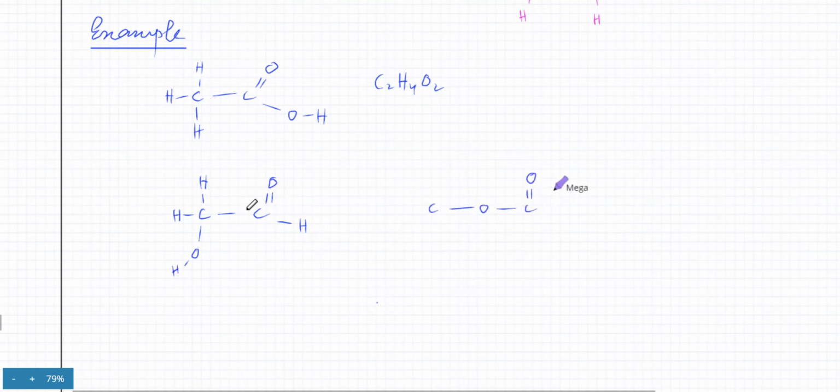So that's again probably a functional group isomer because I've changed the functional group. Now it's an ester. This thing over here is an ester group. It's again C2H4O2. What else can we do?